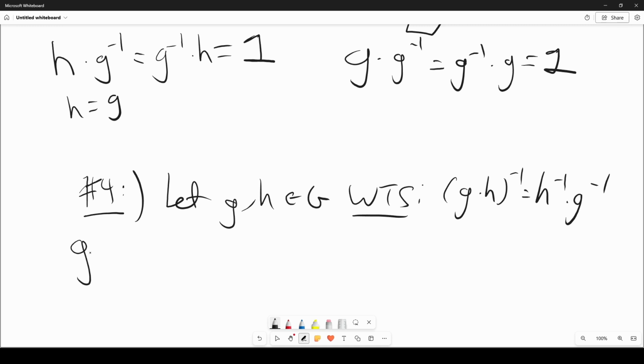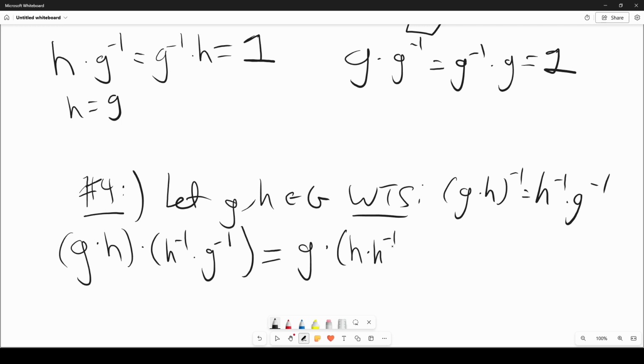So let's look at G times H times H inverse times G inverse. Well, by using associativity, I can group this as G times H times H inverse times G inverse. But H times H inverse is 1, so then I really just get G times G inverse, and then that's 1. And of course, try on your own, if you flip the other way around, it'll just be G inverse G in the middle, and then H and H inverse on the outside. You get the same thing.